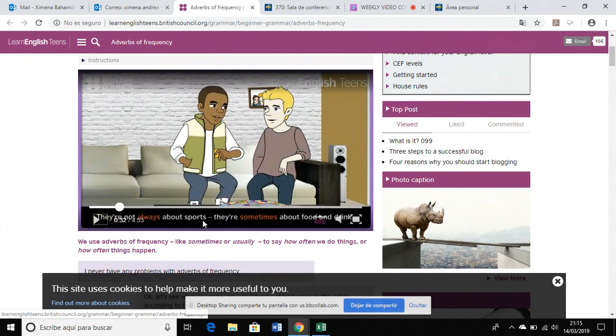They are not always about the sports. They are sometimes about food. Notice that we have the verb to be in negative form. They are not always. And after the verb to be in negative, you have the adverb of frequency. They are sometimes about food. So they are the verb to be. Sometimes will be the adverb of frequency.